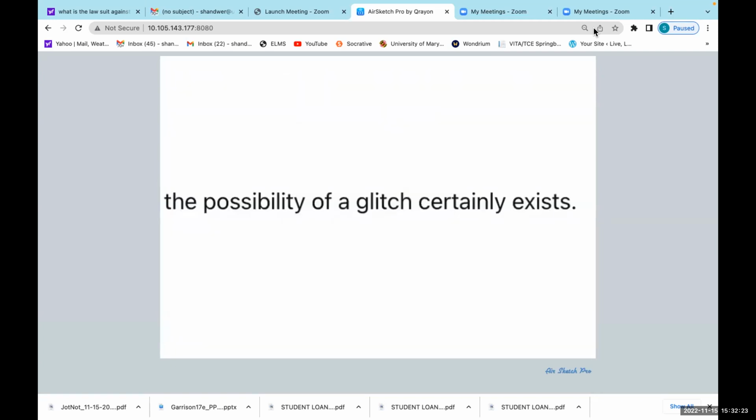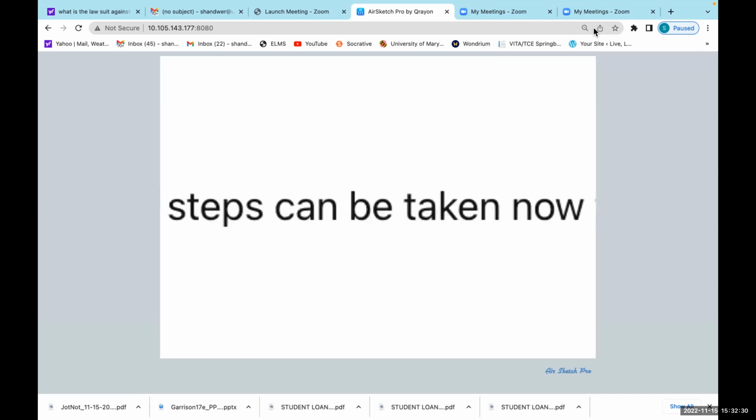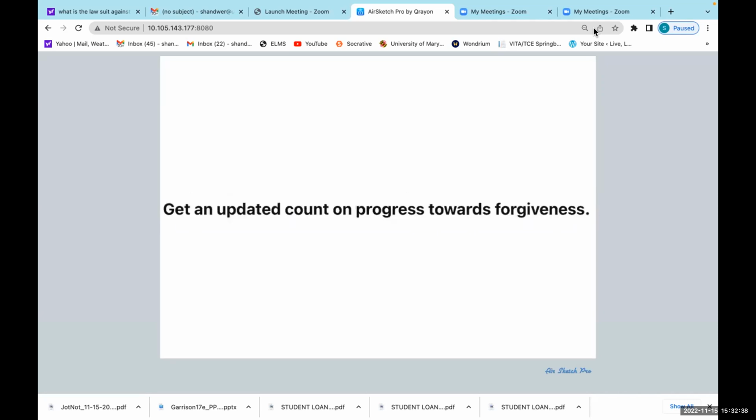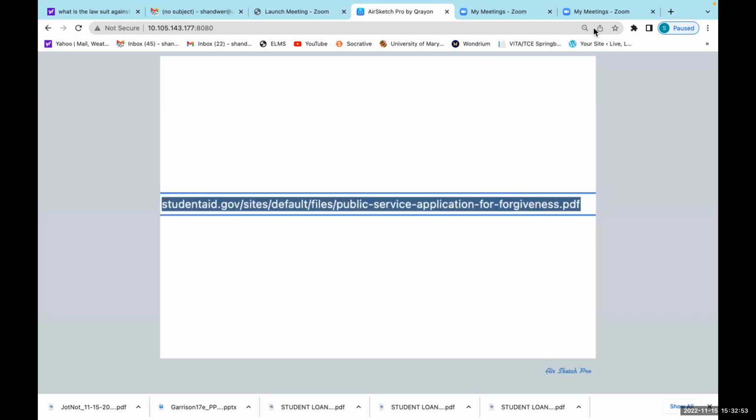Now, the reason I'm going to suggest checking with your loan servicer is because maybe a glitch has happened. They are not perfect. So you want to find out where you stand with your balance due, what program you're in, what they have done on your information, because you can take steps now to make sure that in your record, everything is good. You can get an updated count on where you are towards forgiveness, see what loans you have. Here's a website, you can take a screenshot of that, where it has the application for forgiveness in case you haven't made it yet, and it opens up again.